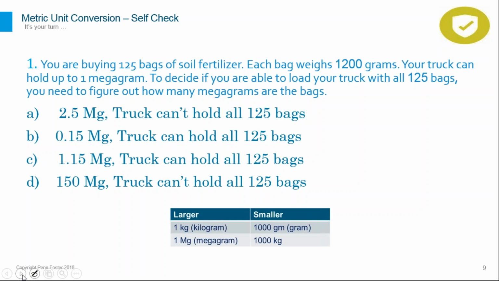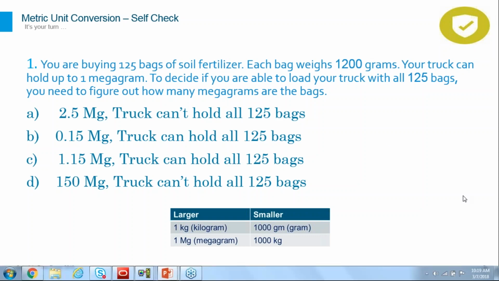The one tip I want to give is that if each bag weighs 1,200 grams and you have 125 bags of these, then how many grams is your load? And it's obvious that you are changing from grams to megagrams. Okay, so I'm going to change my screen, and you're able to think about the question and choose your answer as well.